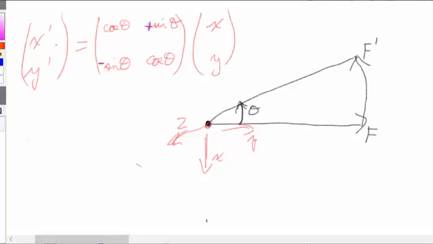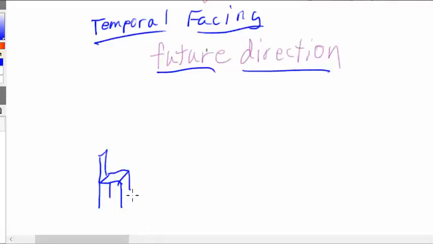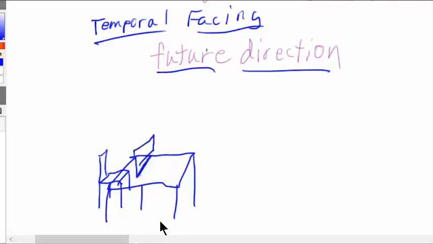The idea I'd like to introduce now, though, is called temporal facing, and this is the idea that, like the forward direction in space, we have a future direction forward in time, which we can control at will. How can I control my future direction? Well, right now I'm sitting in a chair, hunched over a desk, facing a nice big flat screen monitor. I also have a lamp sitting next to my desk.